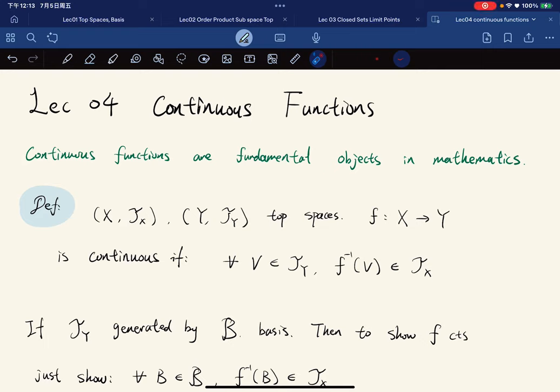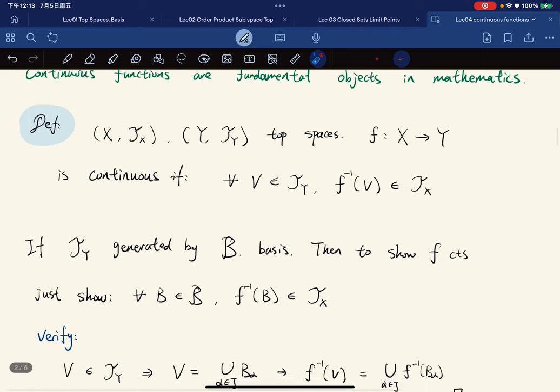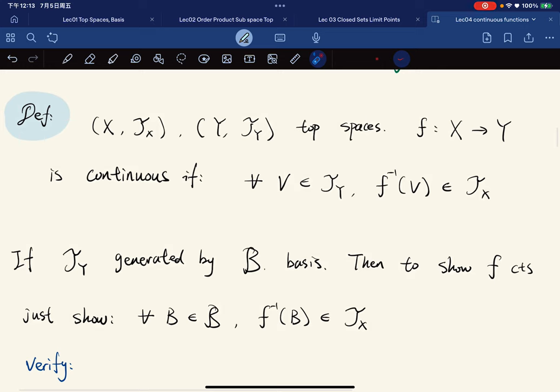Okay, so today's topic is continuous functions. Continuous functions in topological spaces are fundamental objects in mathematics. And for those who study calculus, you should agree with this, right? Okay, so let's look at the definition first, the topological definition of a continuous function.